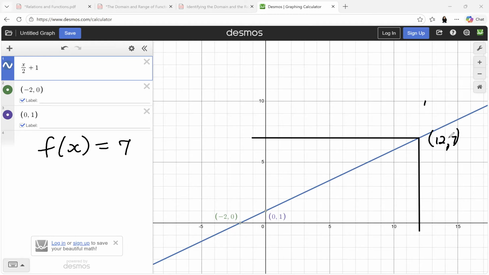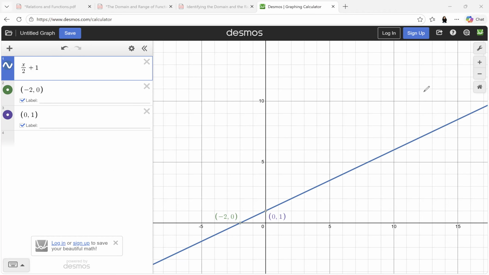And if you were to work it algebraically, you would say x over 2 plus 1 is equal to 7. So then x over 2 is 7 take away 1, which is 6. And so x is equal to 6 times 2, which is 12. Does that make sense, Leo? Yes, it does, Miss. Beautiful.